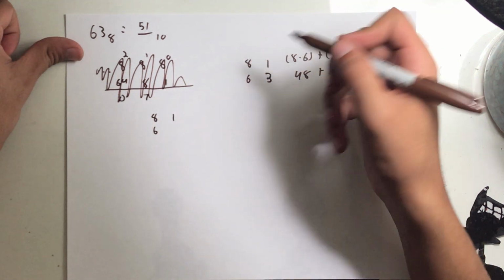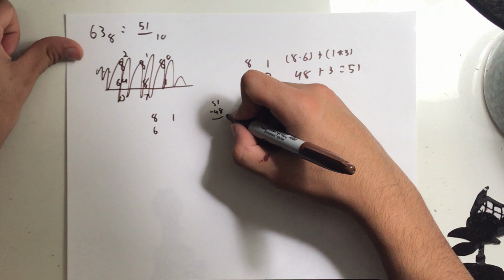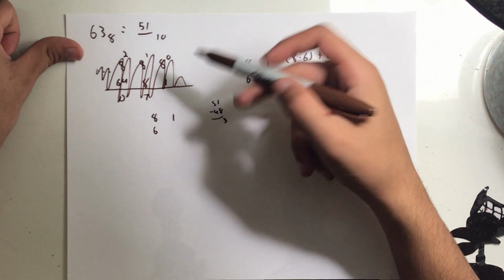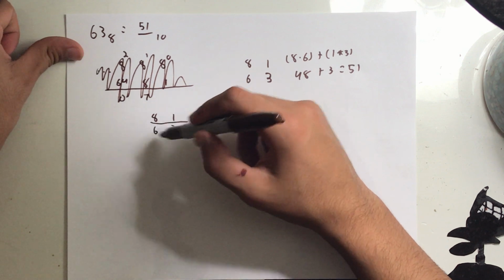Okay, so 6 times 8 is 48. So now I'm going to do 51 minus 48, and we're going to get 3. So how many times does 1 fit into 3? 3 times. And we get our answer.